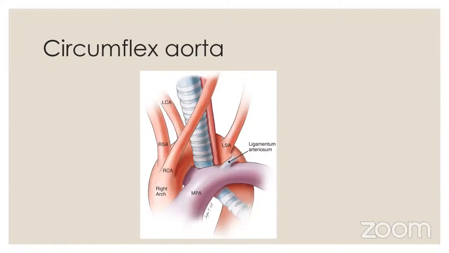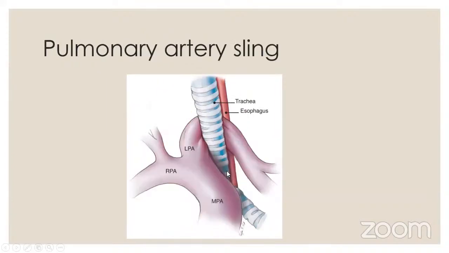Another type is termed circumflex aorta. This is a right aortic arch with aberrant left subclavian artery and a left-sided descending thoracic aorta with the left ligamentum arteriosum. I mentioned before that the right aortic arch usually descends to the right of the spine. However, sometimes we have a retroesophageal course of the arch itself, and the descending aorta will descend to the left of the spine. In these cases, you'll have this circumflex aorta, which can lead to compression.